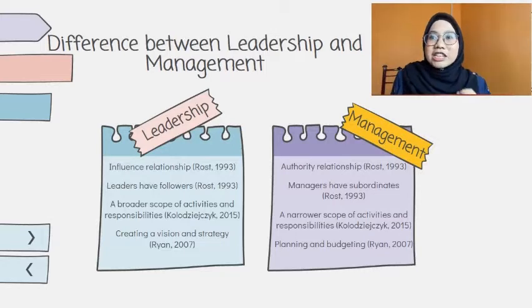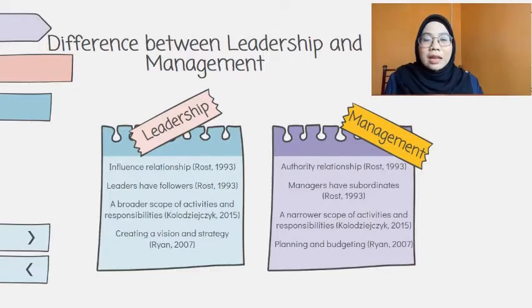That is why leadership has a broader scope of activities and responsibilities as compared to management. Last but not least, in the terms of direction, leadership creates a vision and strategy, while management will do the planning and budgeting. For example, managers will plan the methods and tend to work within those methods or procedure, while leaders will tend to follow their own direction with their own strategy. In other words, managers do things right, but leaders do the right thing.